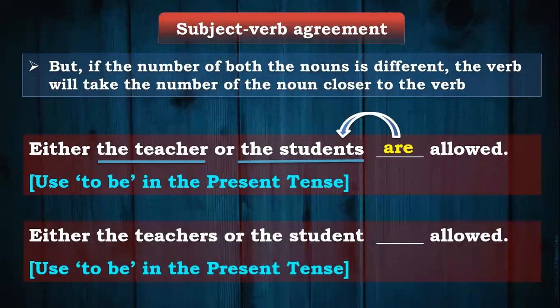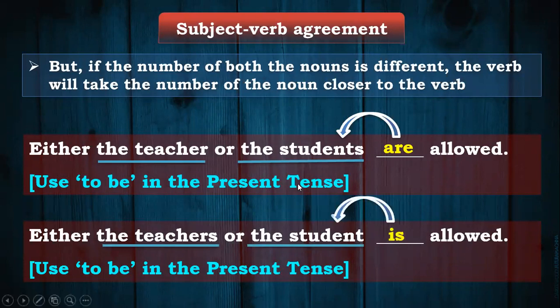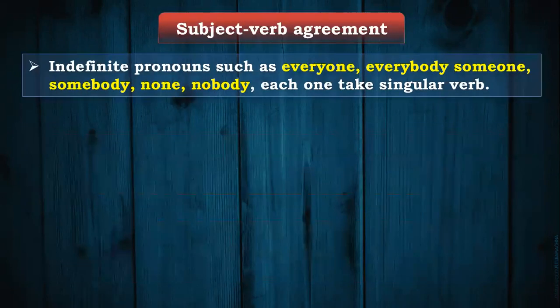Either the teachers or the student. So here we have another variation. The teachers is a plural noun, while the student is a singular noun. So in this case, we are going to use is allowed. Isn't it easy that the student is closer this time to the verb, and that's why we use the singular. Here we move on with another concept.